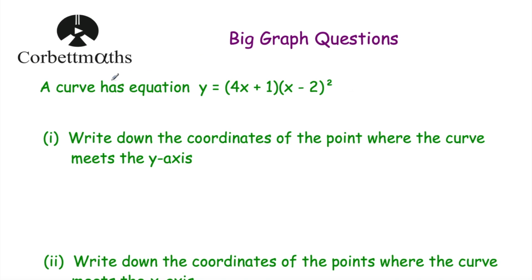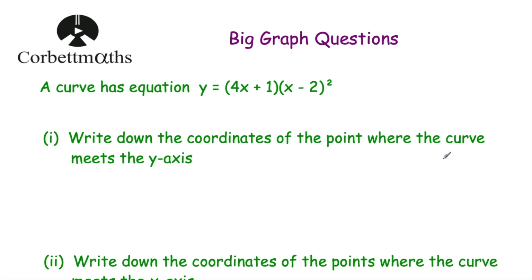So our first question says a curve has the equation y equals (4x + 1)(x - 2) squared. And part 1 says, write down the coordinates of the point where the graph meets the y-axis. So we need to write down the coordinates of the point where the graph meets or crosses the y-axis.